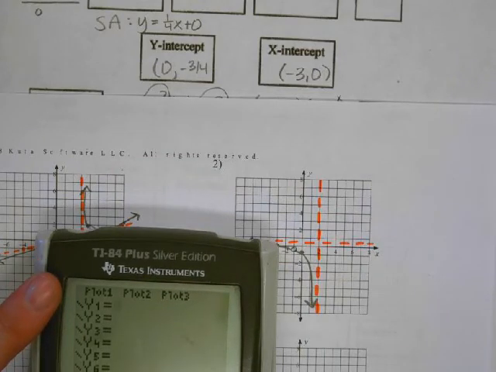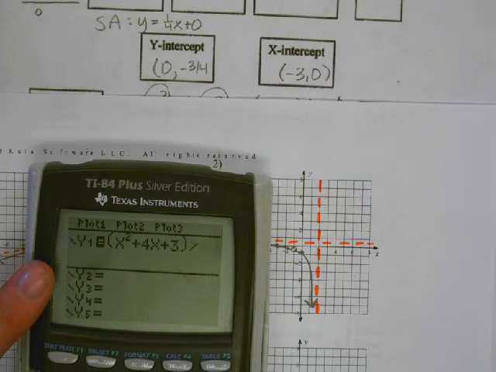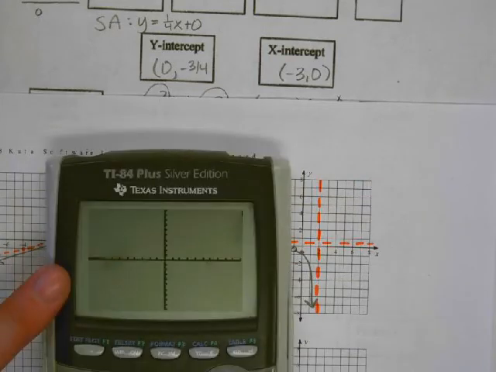I'm putting parentheses around everything that showed up on the top. So x squared plus 4x plus 3 divided by, and then I'm putting parentheses around everything that shows up on the bottom. And I'll go ahead and graph it.